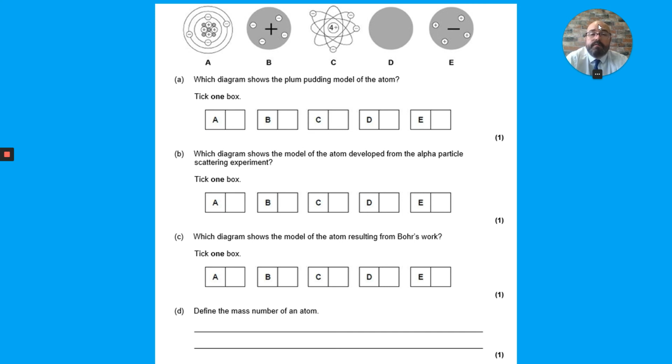Okay, to finish then, what we've got here is a past paper question. This looks at different models of the atom, and this is the sort of thing you might see in a GCSE exam. So we've got 5 diagrams that represent models of the atom.